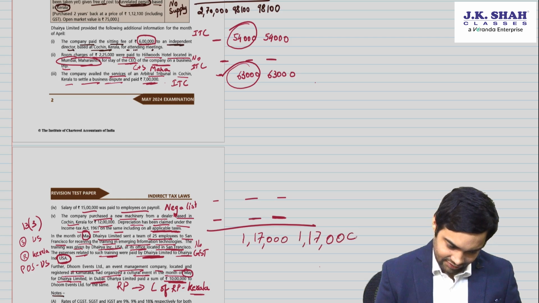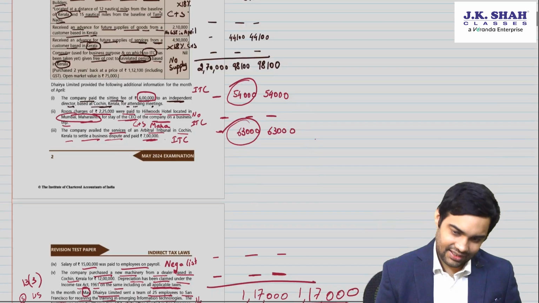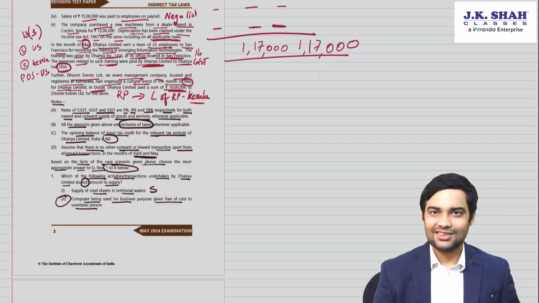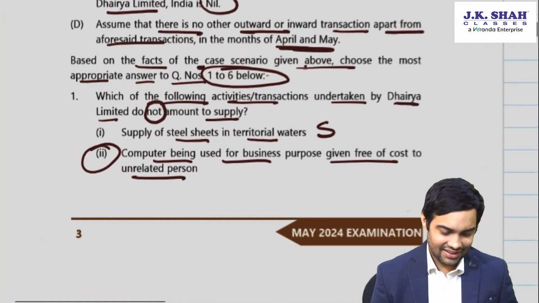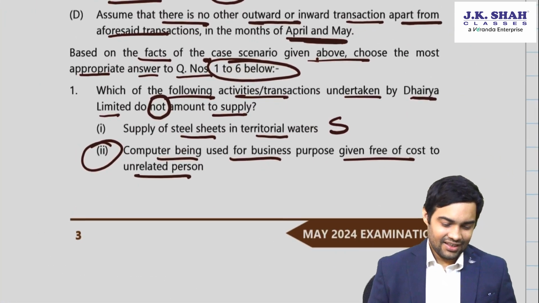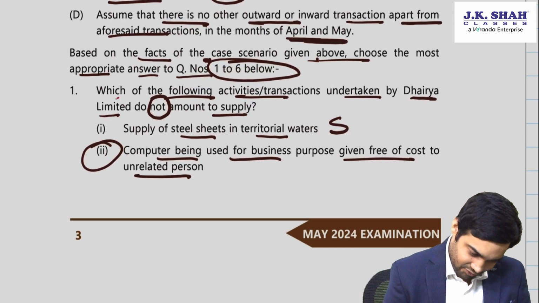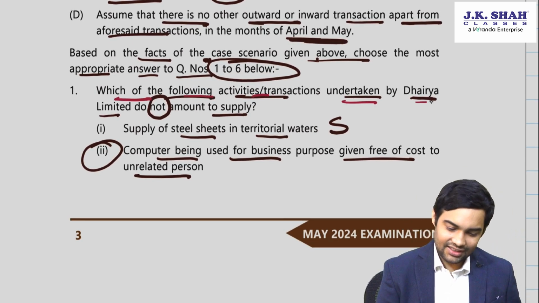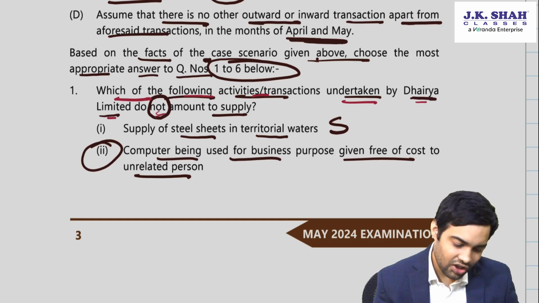CGST 1,17,000, SGST 1,17,000. Let's see whether these answers are options in the questions. Okay, the first one was, which of the following activities or transactions undertaken by Dharya Limited do not amount to supply?